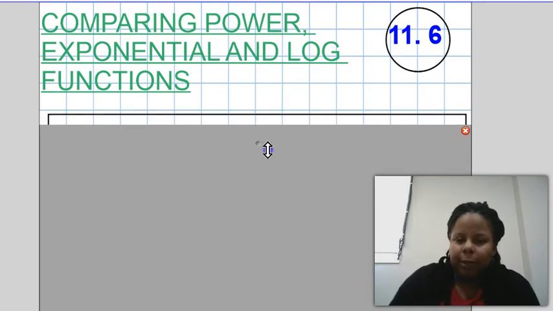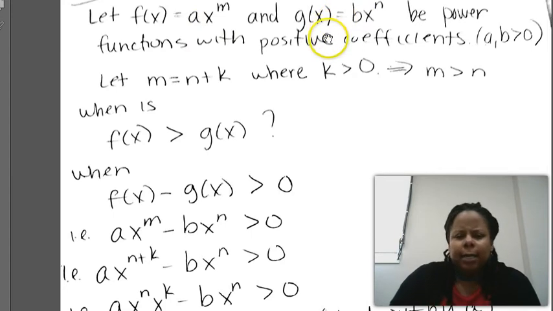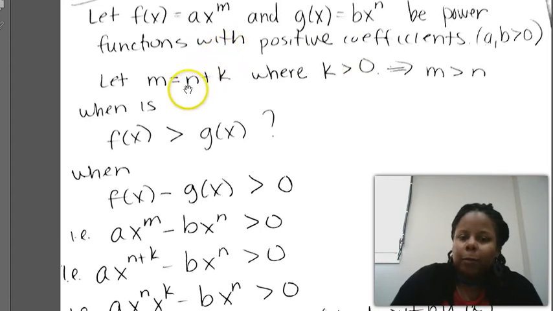But first, let's take a look at how power functions compare to one another. Suppose I have these two power functions, a x to the m and b x to the n, and they have positive coefficients, a and b. To make things a little bit simpler, I'm going to rewrite the power of the f function as the n power from the other function plus some number k, where k is greater than 0. So basically I made it that f has the higher degree than g of x, which means m is bigger than n.